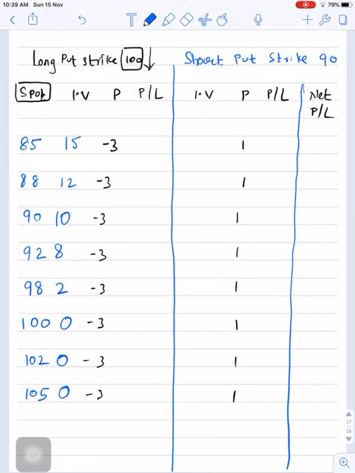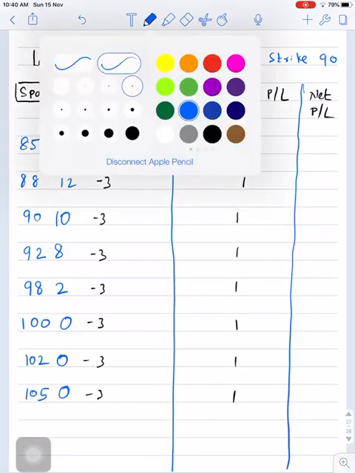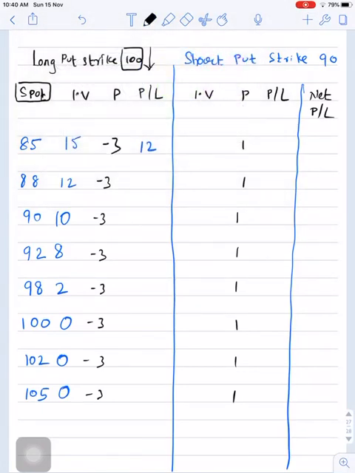Now let's find out profit and loss. So intrinsic value 15, premium minus 3. So your net profit will be 12. 15 minus 3, it will be 12. Here you can see profit is 9. Here it is 7. Here it is 5. Here it is minus 1, minus 3, minus 3, minus 3.